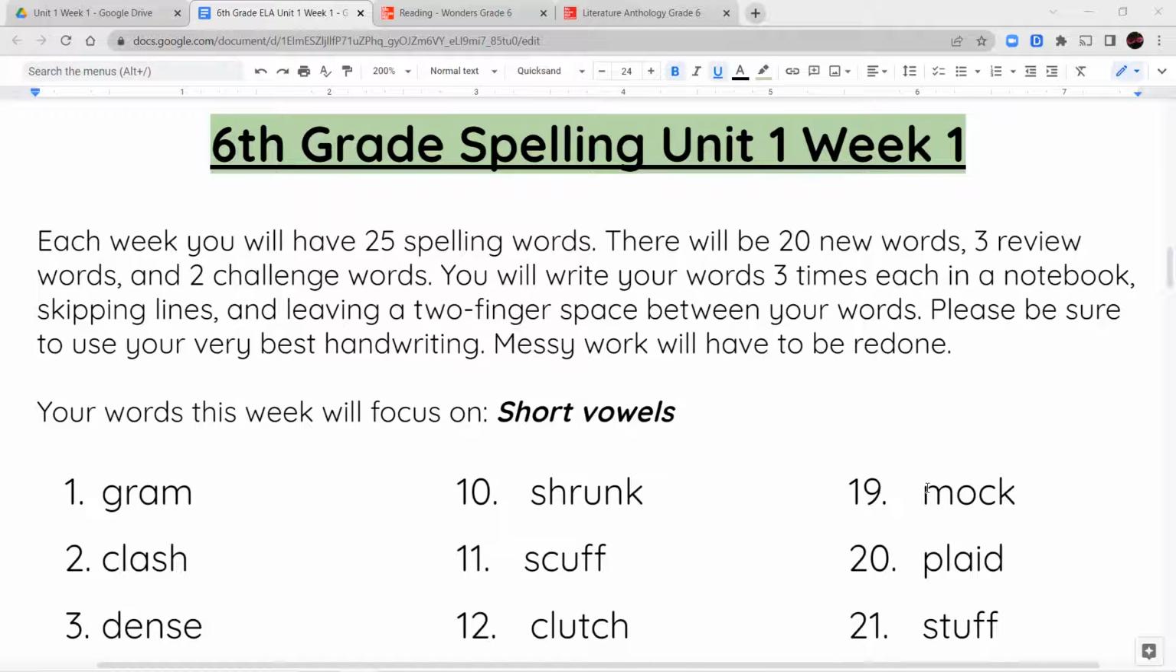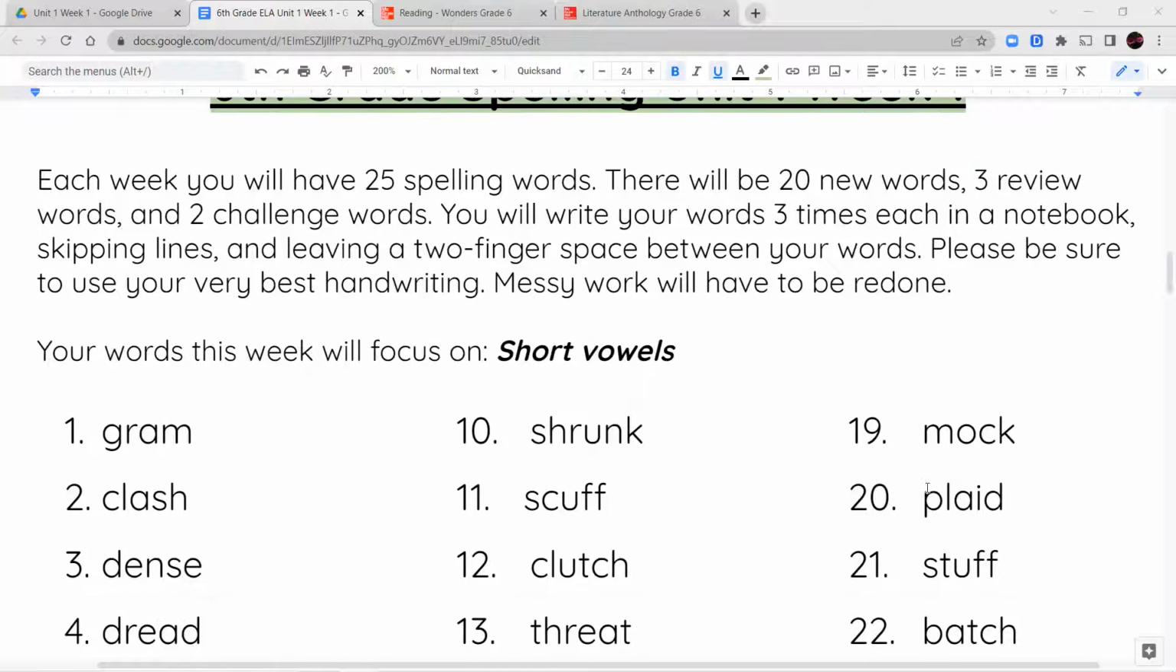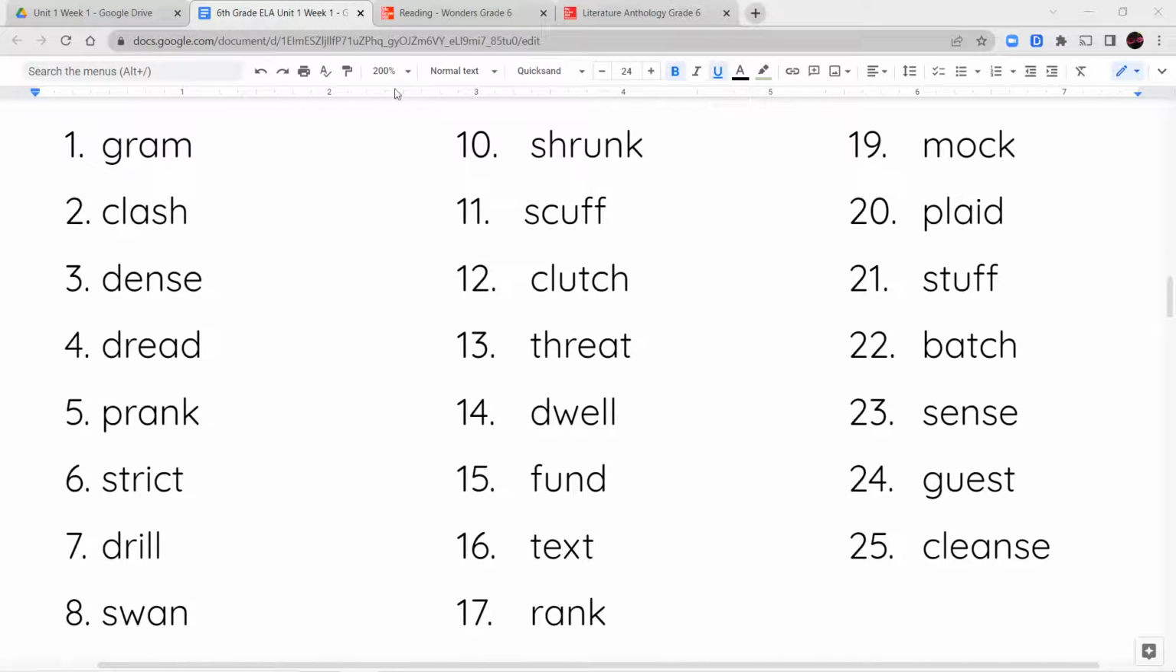Now, your words this week are all going to focus on short vowel sounds. I'm going to shrink this down just a bit so you can see all of them.